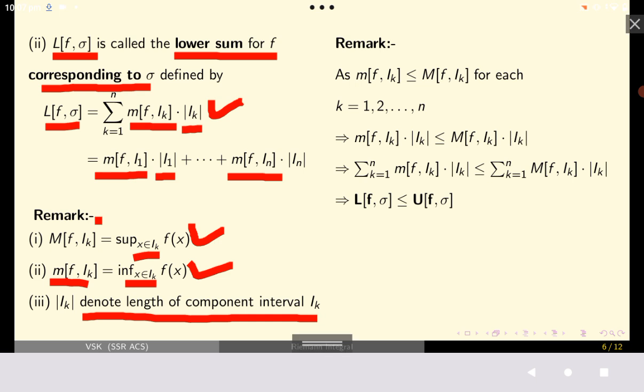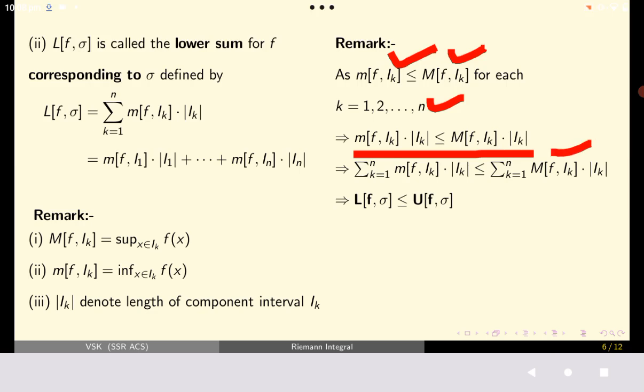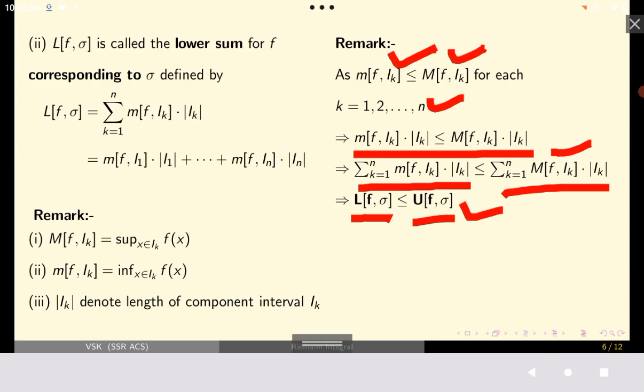Now let us see a remark. As the infimum value of f on Ik is always less than or equal to the supremum value of f on Ik, and this is true for all k, this inequality holds when we multiply by the length of Ik. And now if we take summation of both sides, we get, by definition, that this will also hold, and by definition this becomes the lower sum and this becomes the upper sum. So keep in mind that this is very important: the lower sum of f on sigma is always less than or equal to the upper sum of f on sigma.